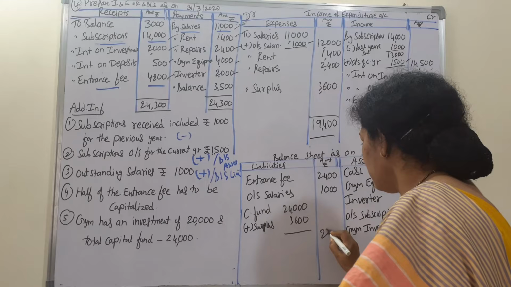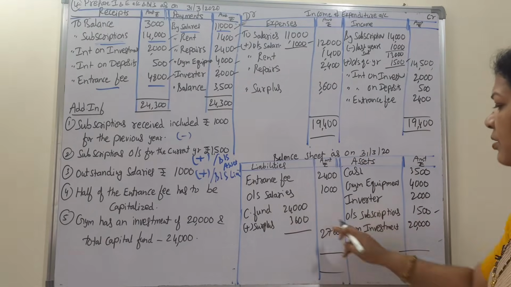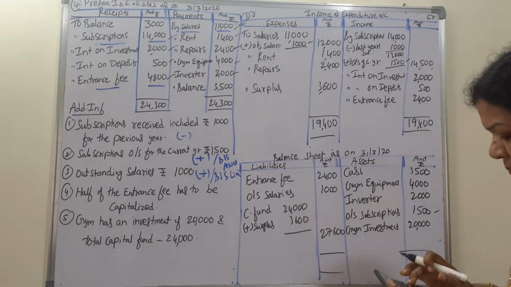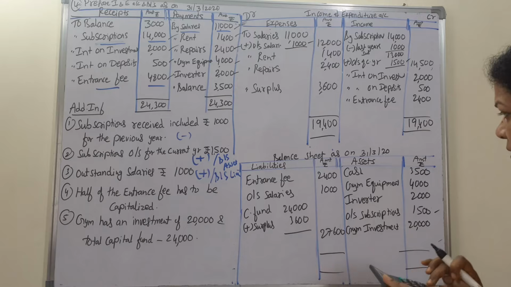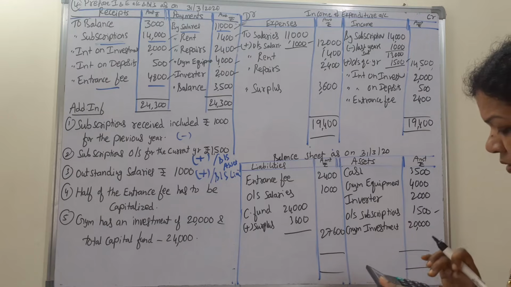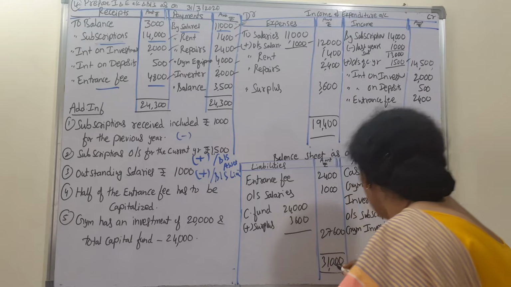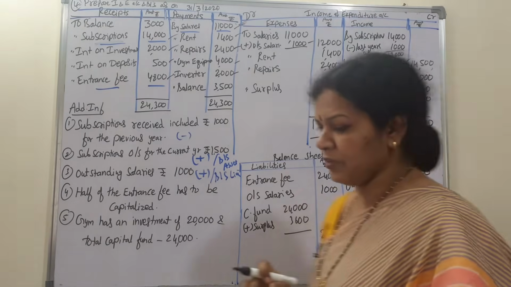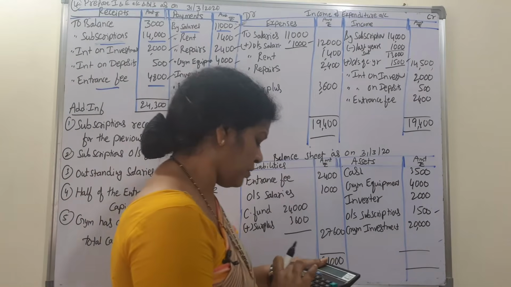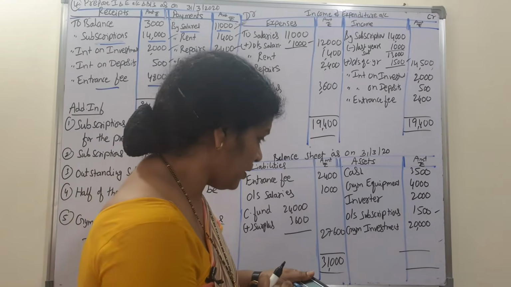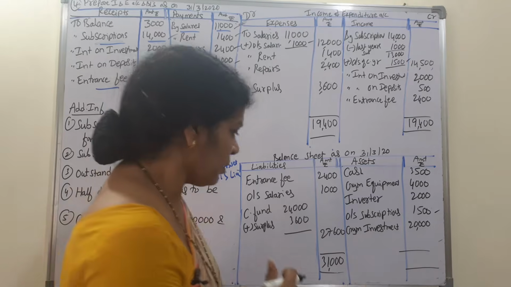Totally 27,600, plus 2,400 plus 1,000. It is 31,000. And also on the asset side, if you see, 3,500 plus 6,000 plus 1,500 plus 20,000, 31,000.